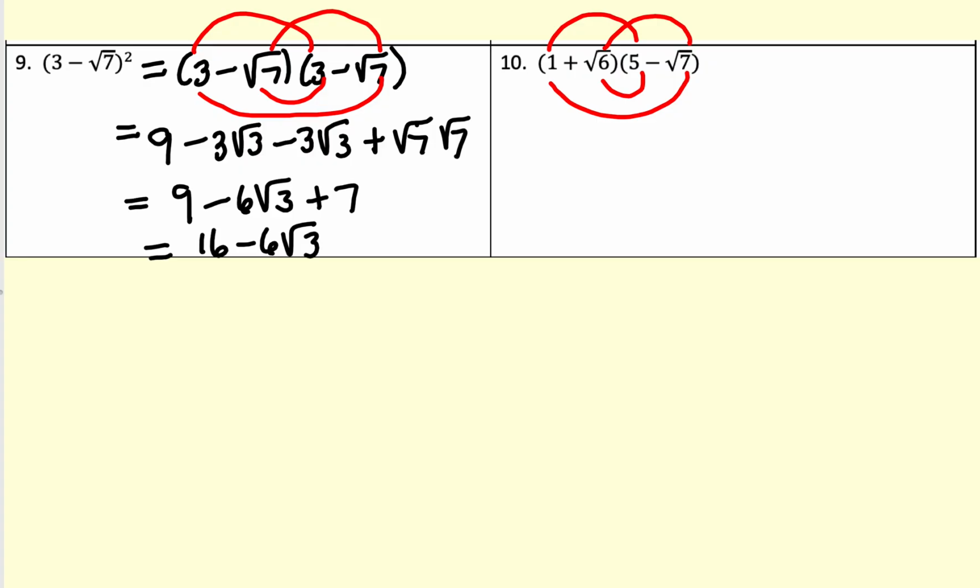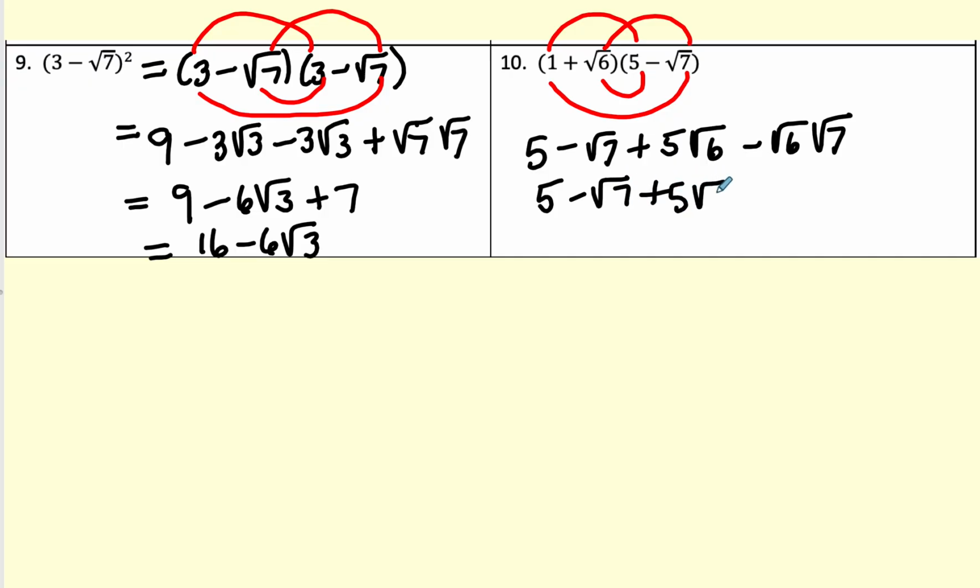My first was supposed to be 5. And then my outer was negative root 7. My inner was plus 5 root 6. And my last was minus root 6 times root 7. So this is 5 minus root 7 plus 5 root 6 minus root 42. There's no common factor, so you can just say 42. Nothing's going to simplify. There's no common terms. This is the answer.